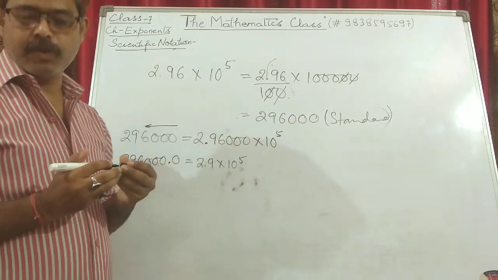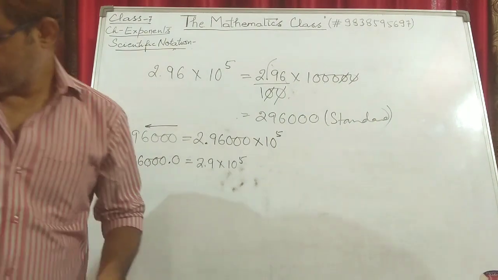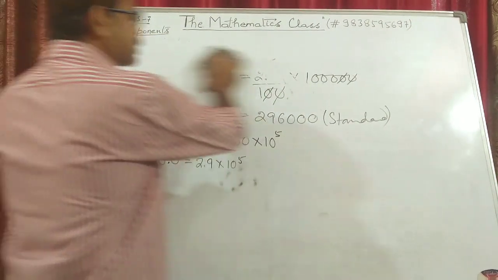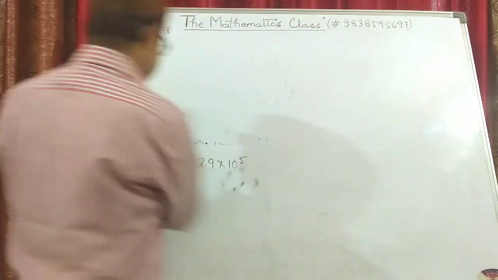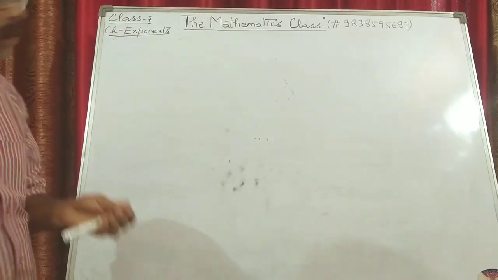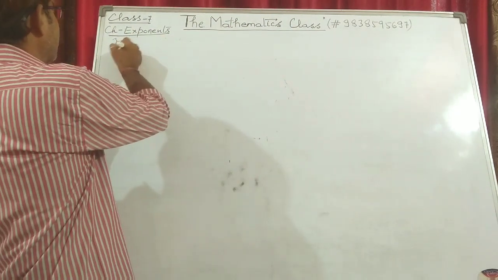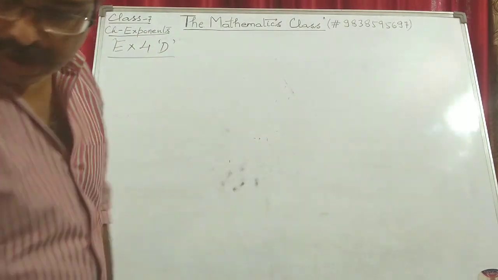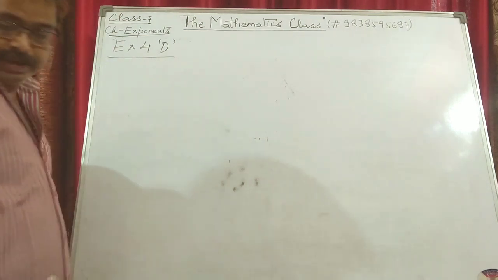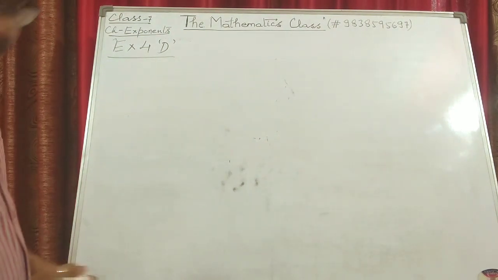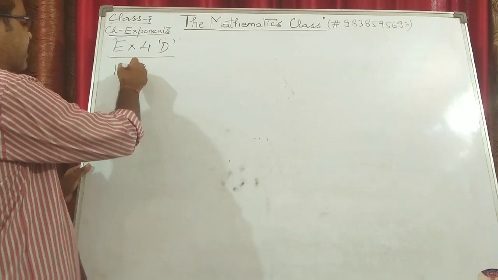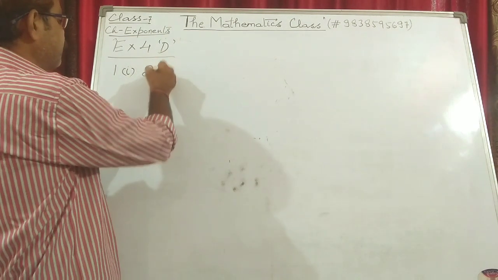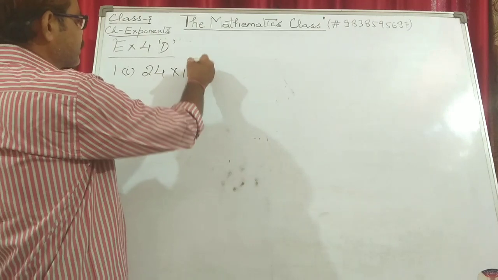to the standard form. Now we move on to the exercise, exercise 4D. In exercise 4D, we will discuss a few questions. Let's take the very first question first of all, so that you may clarify your concepts. In this I am taking the very first question, question 1, first part. The question says, is the number written in scientific notation? The first is 24 into 10 to the power 7.